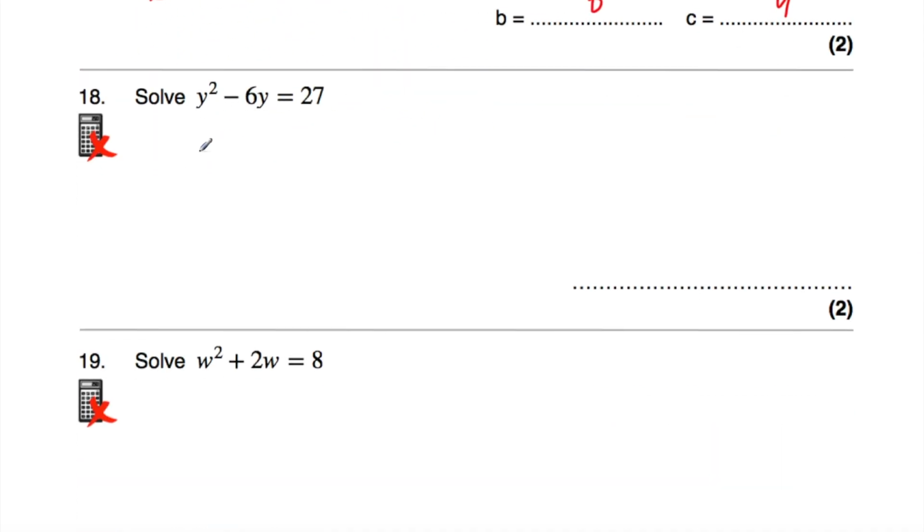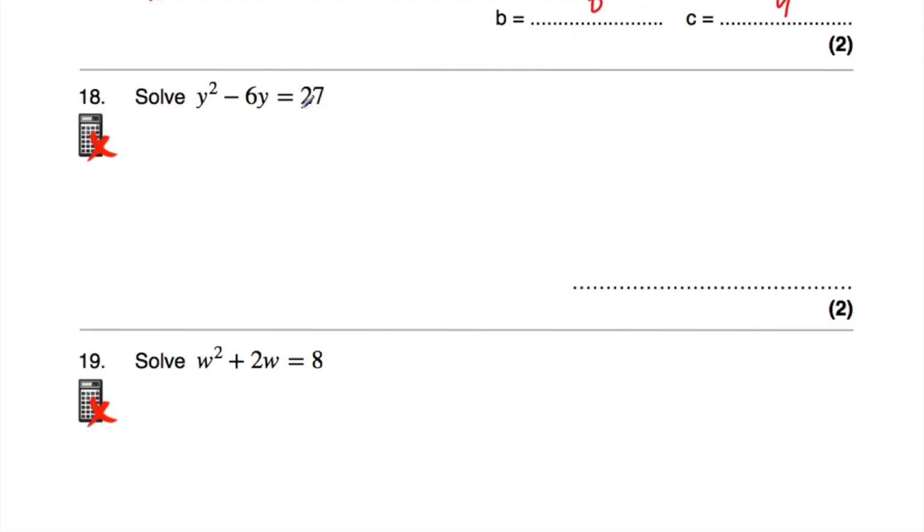Okay, so question number 18, we've been asked to solve y squared minus 6y equals 27. Now this question is a bit different than the ones we've looked at so far, because all the other questions we've had so far have had an equals 0, but this time we've got equals 27. Now if we want to solve a quadratic using factorization, we need it to equal 0, so we want one of the sides to equal 0.